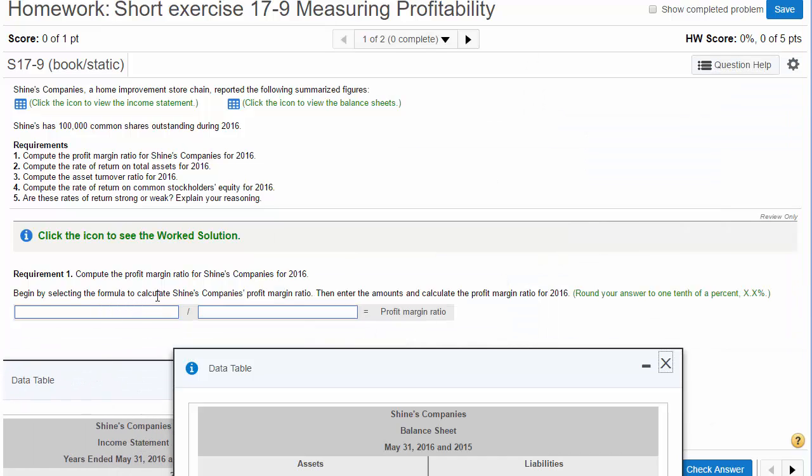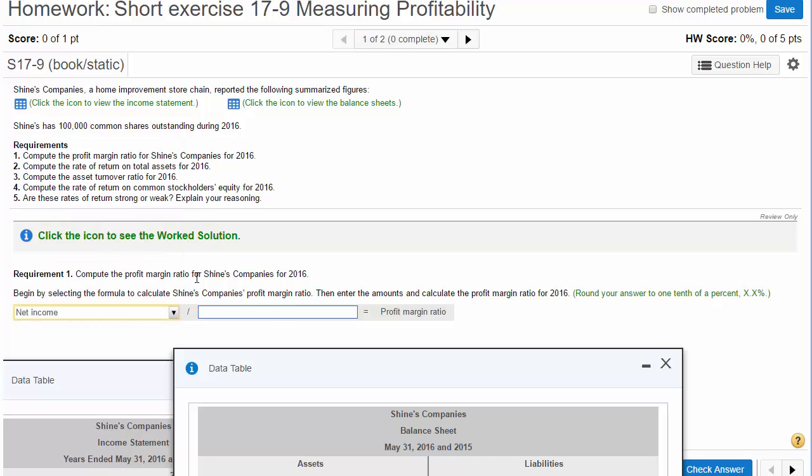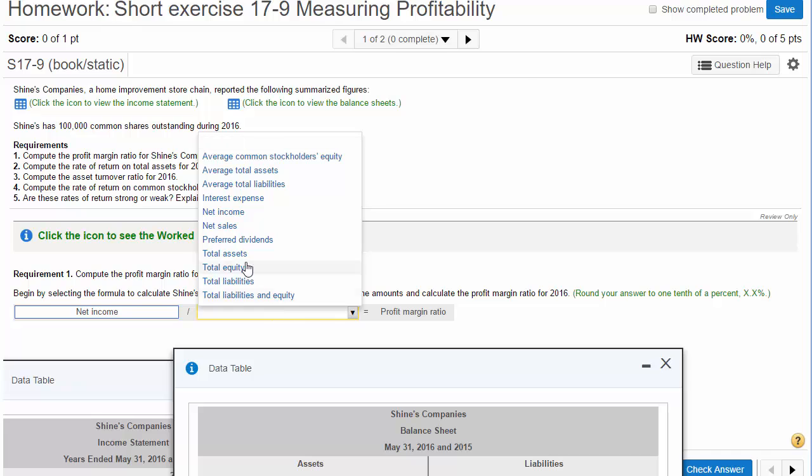Begin by selecting the formula to calculate the profit margin ratio, then enter the amounts and calculate the profit margin for 2016. After you convert it to a percentage, round it to 1 decimal. So what is the formula for profit margin? It's net income divided by net sales.